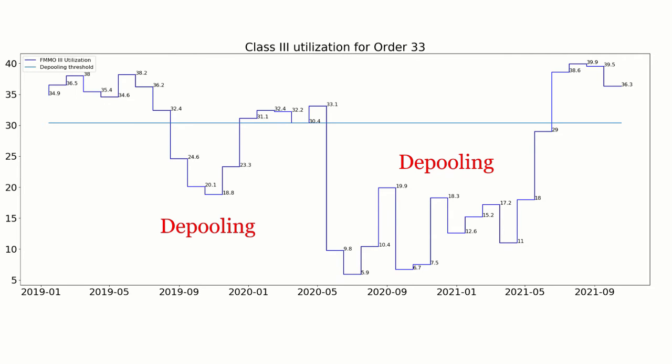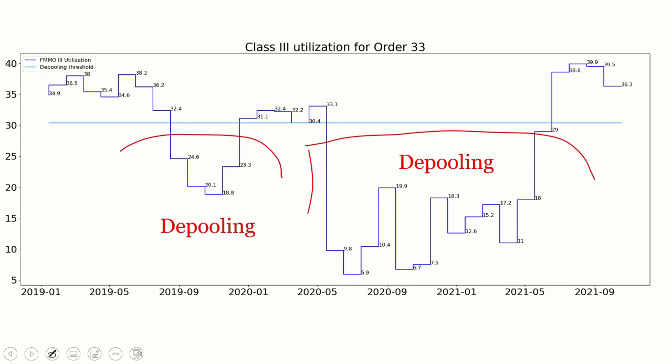And so there are significant periods when, to me, it looks like the pool is depooling, because normally they're around 36, 37, 38% class 3. And look, for example, down here in June of 2020, they were only 5.9. That means that all that milk was being taken out of the pool and put somewhere else.